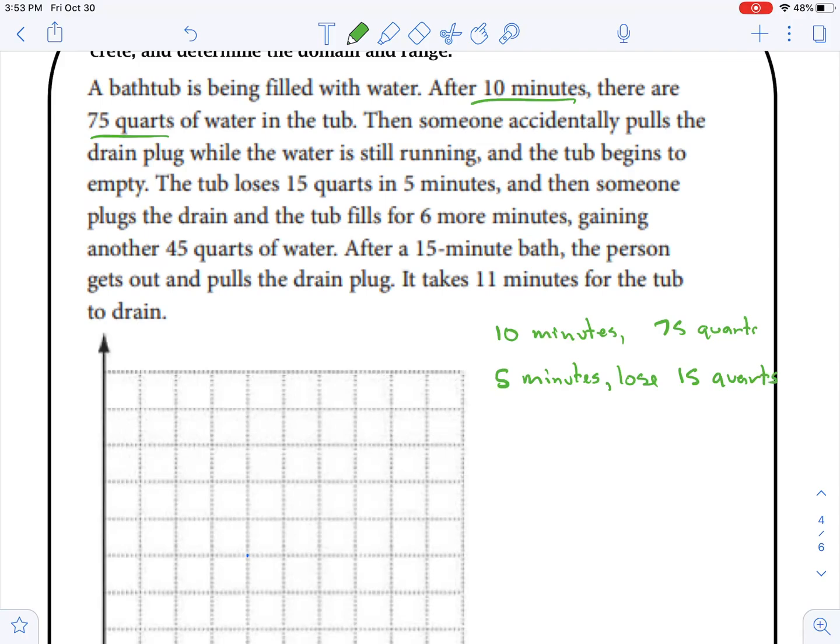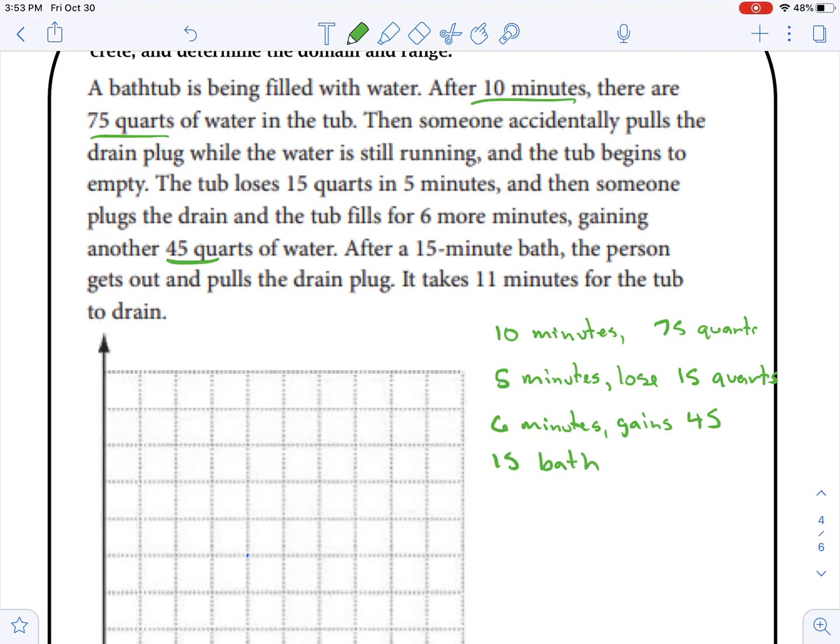Next, someone plugs the drain and the tub fills for 6 more minutes. It gains, and then I get 45 quarts. Then they take a 15-minute bath.